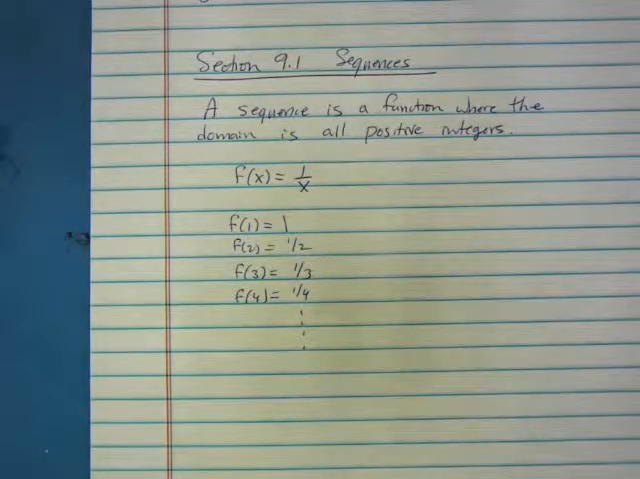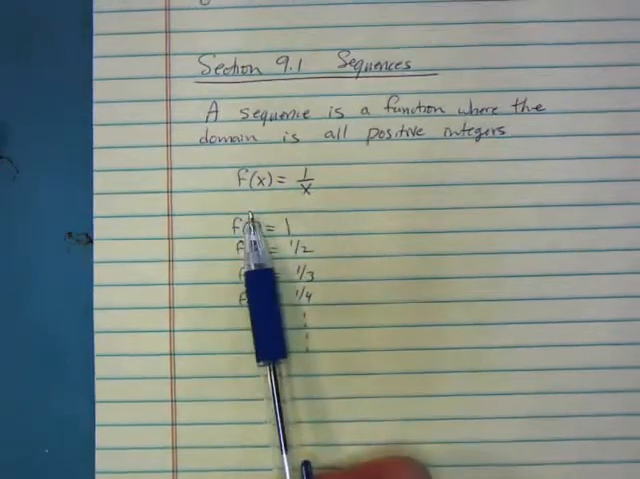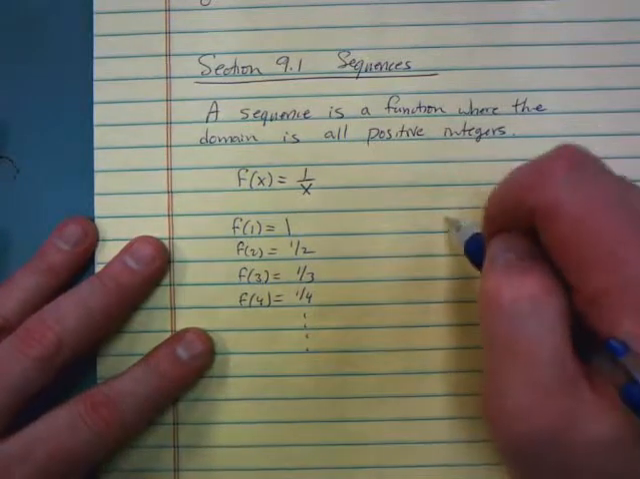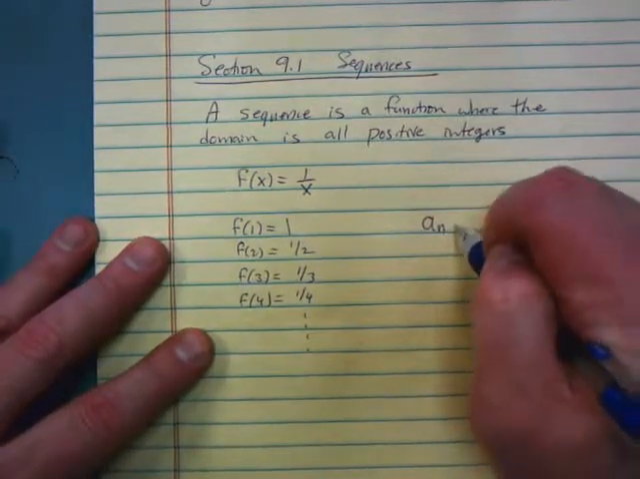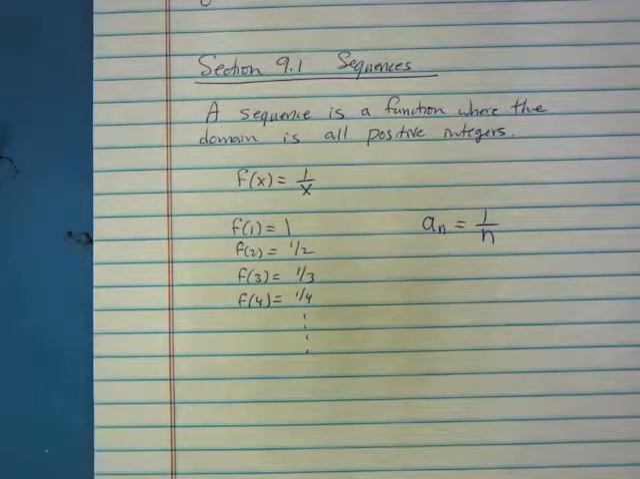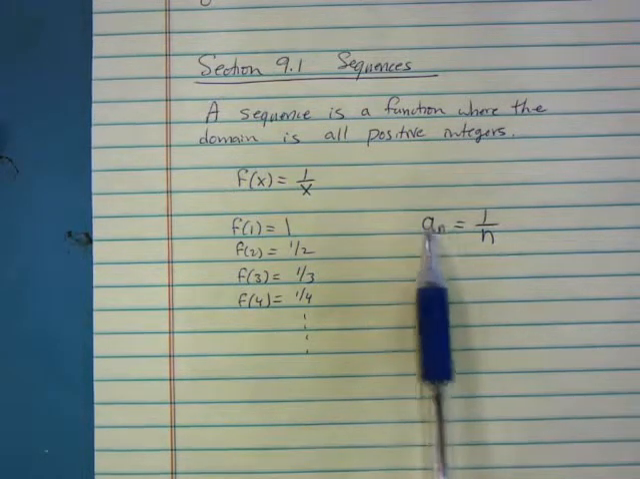Now, traditionally, when we write sequences, we don't write them with function notation. The traditional way you would see this function written, we would typically write it that way: a sub n equals 1 over n. What does that mean? What's this a sub n thing?